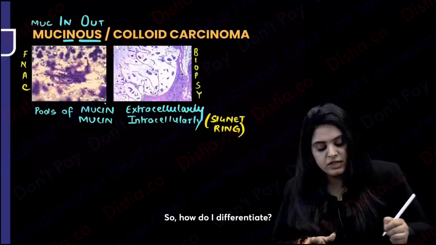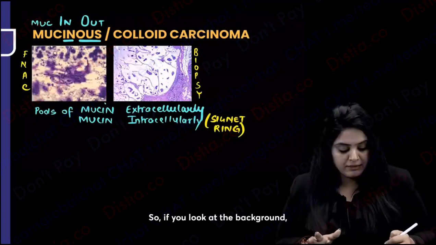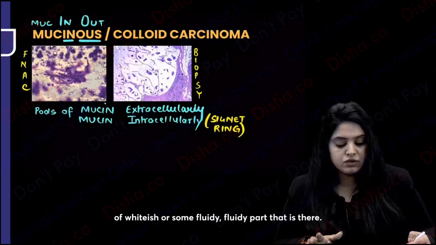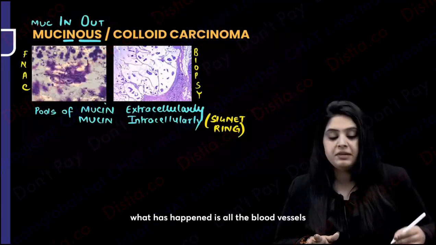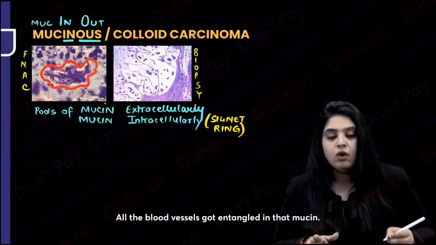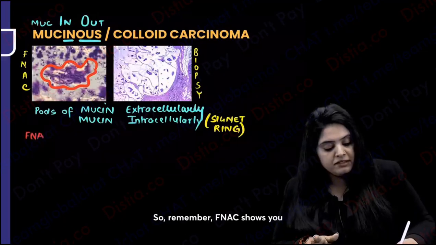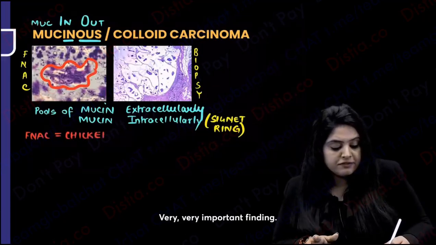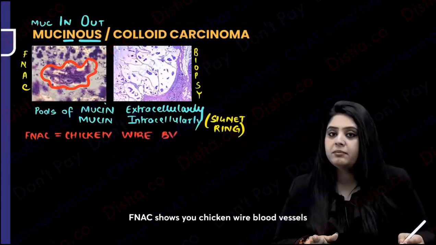So how do I differentiate? One thing that I'll have in common is lots and lots of mucin. So if you look at the background, you can very well visualize that there is a lot of whitish or some fluidy part that is there. But apart from that, what has happened is all the blood vessels got entangled in that mucin. So remember, FNAC shows you chicken wire blood vessels. Very, very important finding. FNAC shows you chicken wire blood vessels.